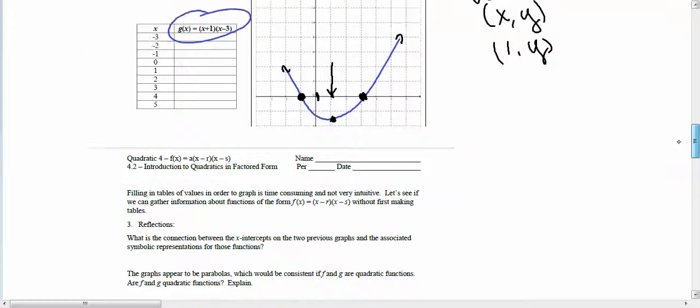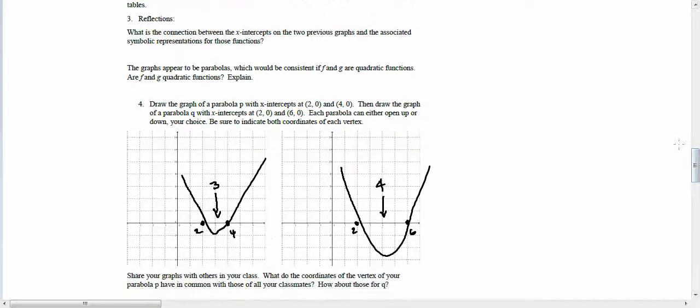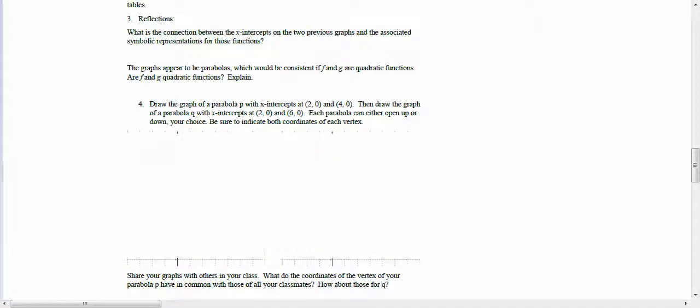All right. So check this out. Let's talk about this. I think this one's interesting as well. All right. Here we go. This thing right here is asking me to draw a graph of a parabola where the x-intercepts are 2, 0 and 4, 0. So here's my graph. Okay.